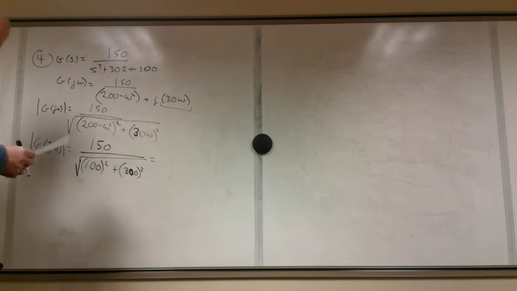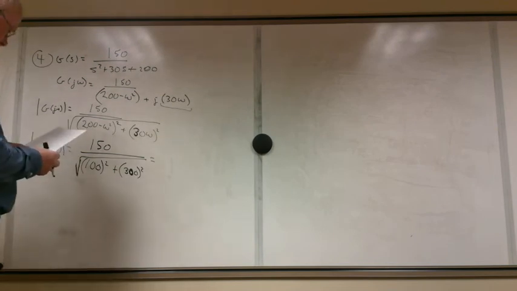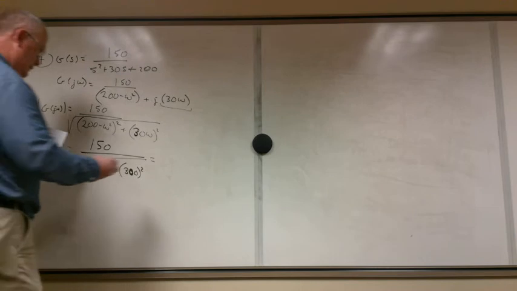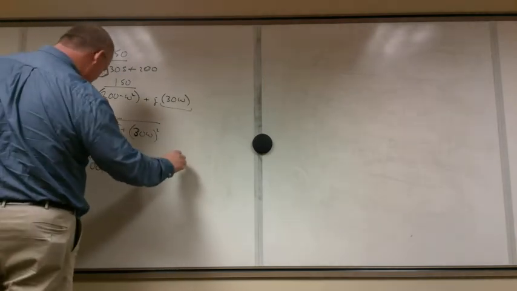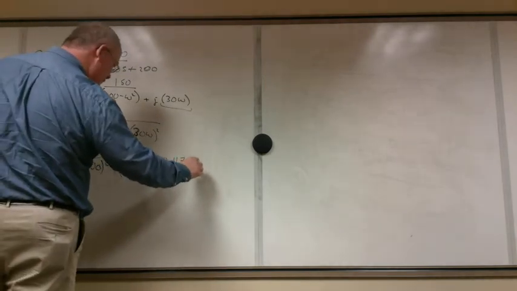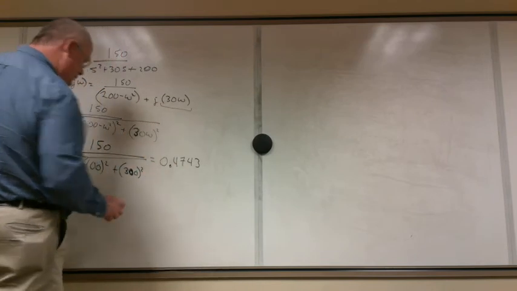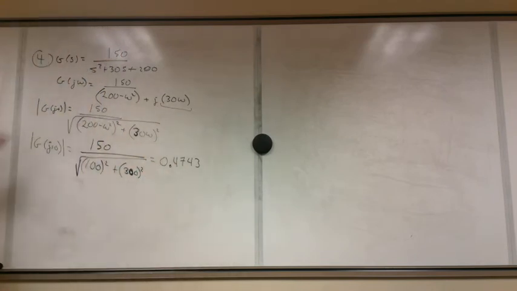Let me make sure I got that right. Yep. 0.4743. All right, so we got the magnitude of G of j10 like that.